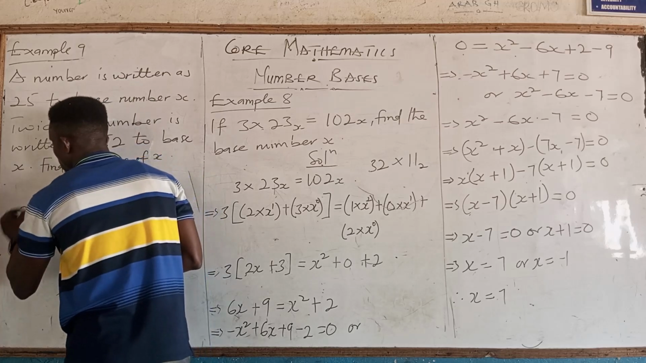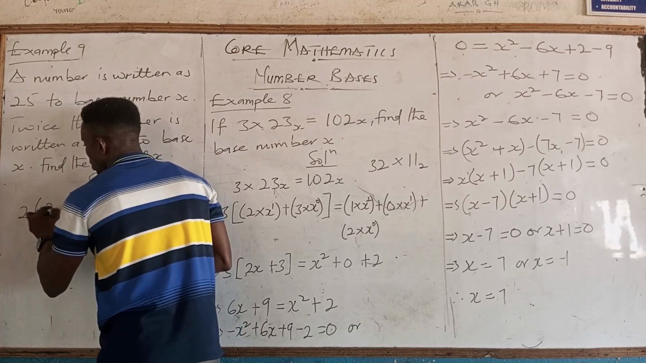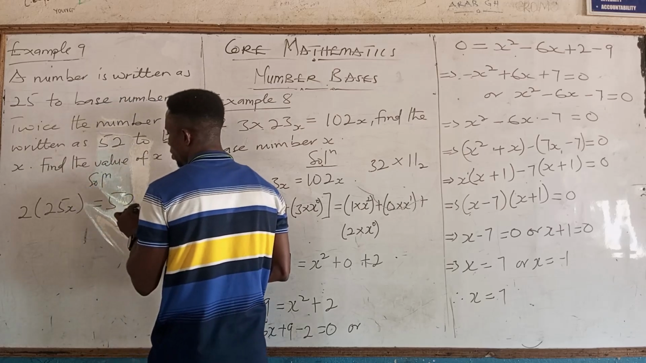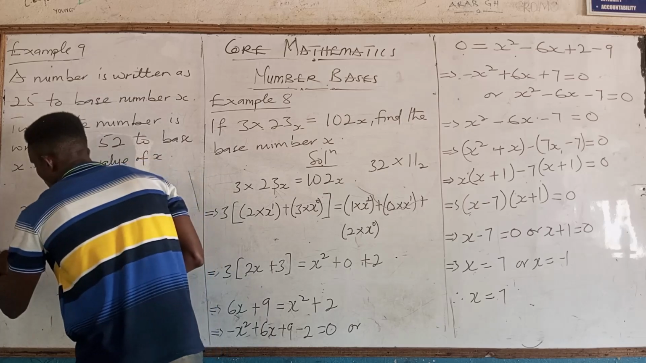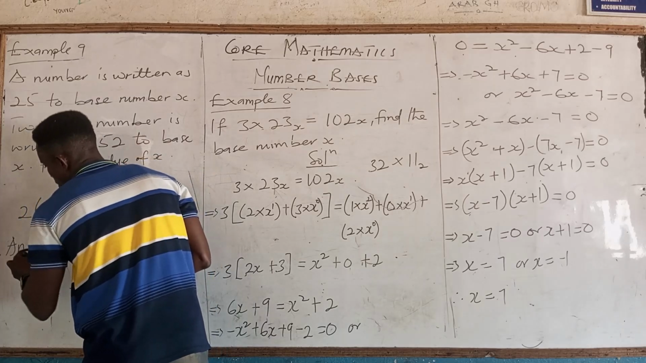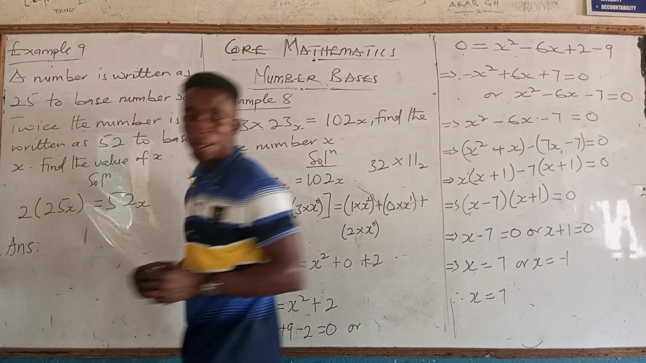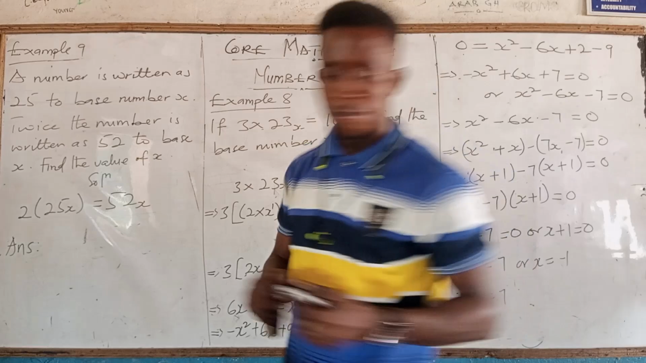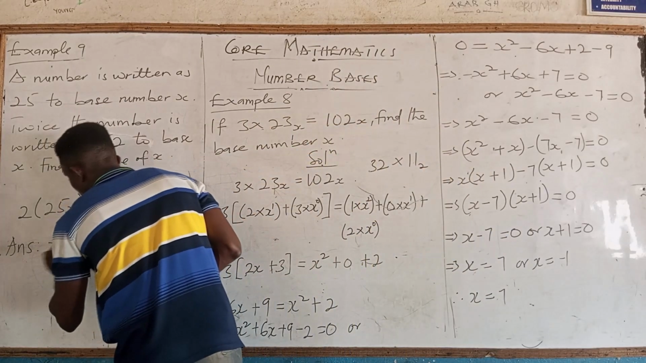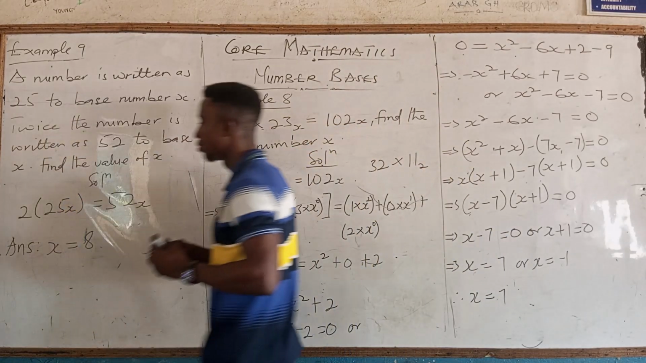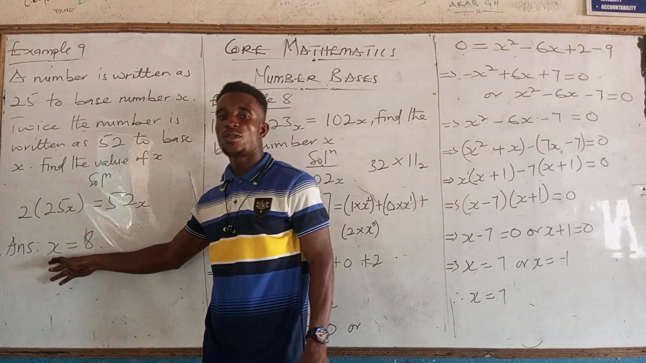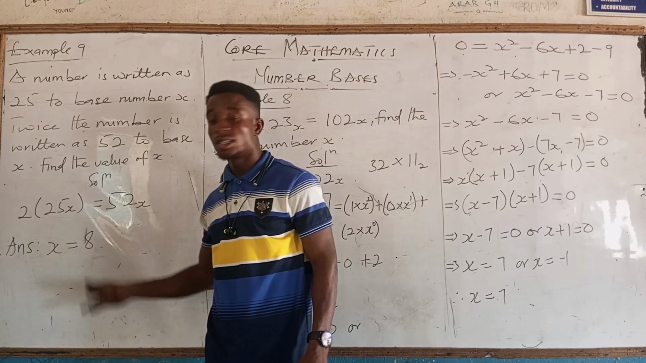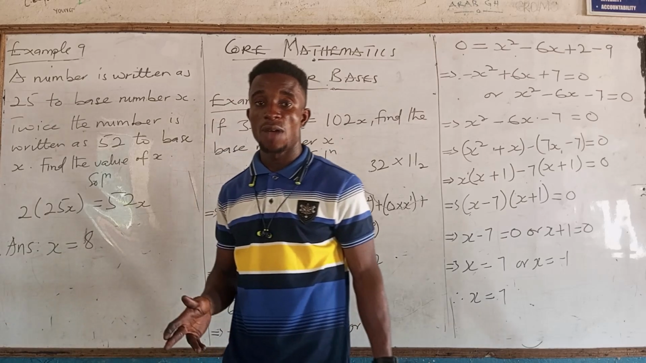So this one is 2 into bracket 2, 5 base x, and it is equal to 5 to base x. So answer: x will be equal to 8. Your x will be equal to 8, and that is the answer you are going to get. So before you continue, finish solving this before you proceed. Are we getting that?